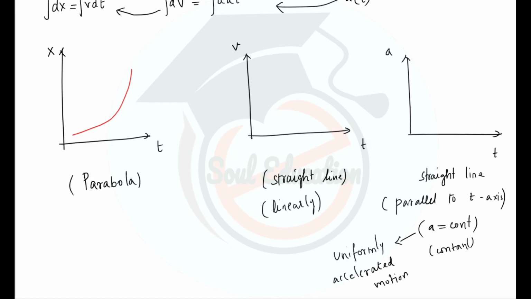So basically, the slope of the xt graph is nothing but my velocity. Slope is nothing but m, which is nothing but tan theta. Correct? Slope is nothing but tangent, which is nothing but dx by dt.